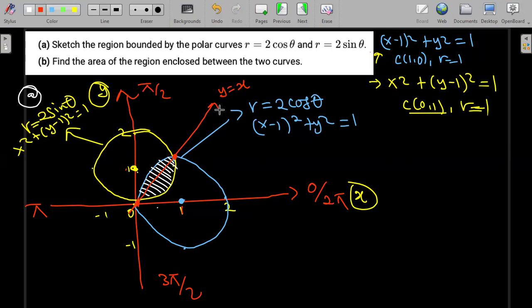Now in polar coordinates, x equals y is the same as theta equals pi over 4. Pi over 4 is simply 45 degrees. So the line y equals x is the same as theta equals pi over 4.